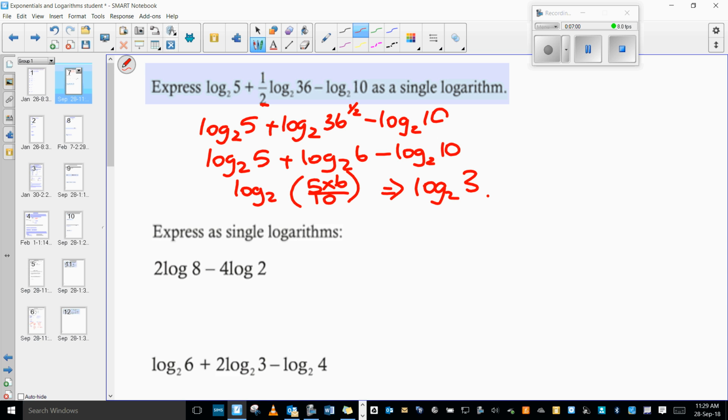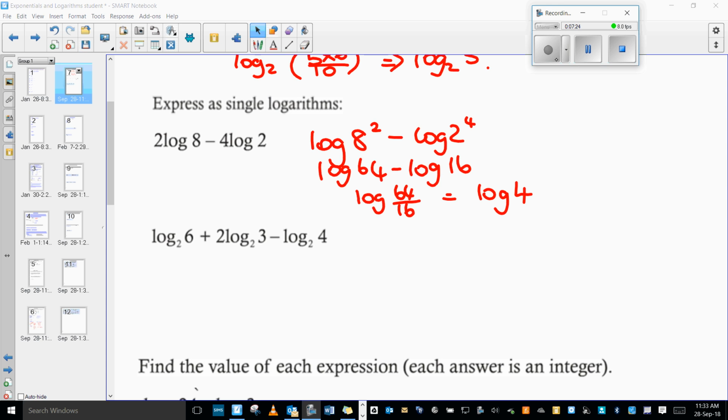Okay, so note these ones don't say evaluate. The ones before said evaluate, so we had to come up with an actual number. These ones just say express as a single logarithm, which we've done. So it's log base 2 of 3. I think you should have a go at the next couple, and then we'll write the answers on. Okay, so that's that one.